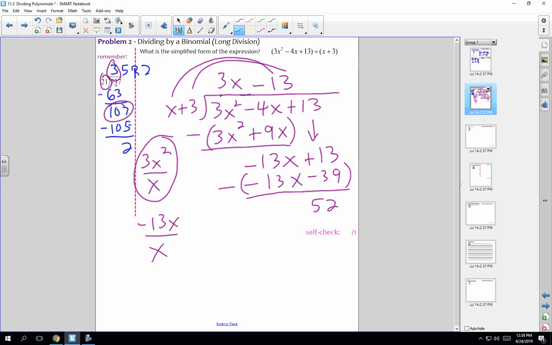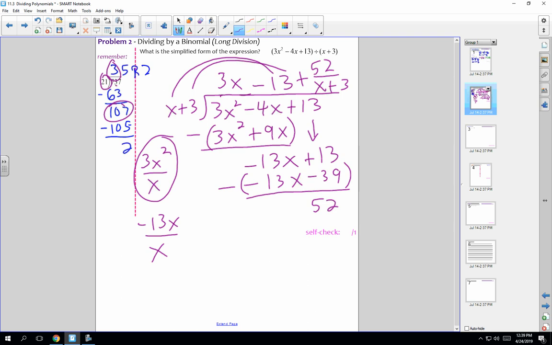So here's how we write the remainder in algebra. We just do plus, or minus if it were negative, 52 over the x plus 3. And that's long division with polynomials.